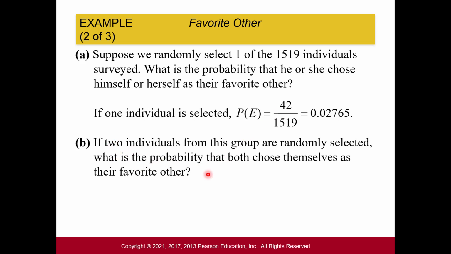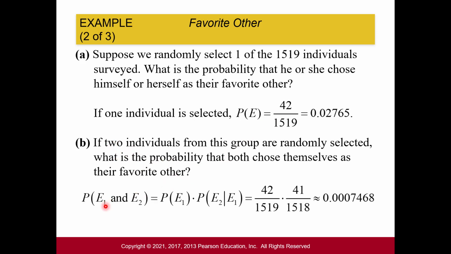So this was that 1 chose himself, 1 randomly selected person. Now we're looking at 2. So we want the intersection of 2 events, where event 1 is 1 person chose himself, and then given that 1 person chose himself, the next person we randomly select also chose themselves. So using our general multiplication rule, we have the probability that the randomly selected person chose themselves as their favorite times the probability that given the first person chose themselves, so did the second person.